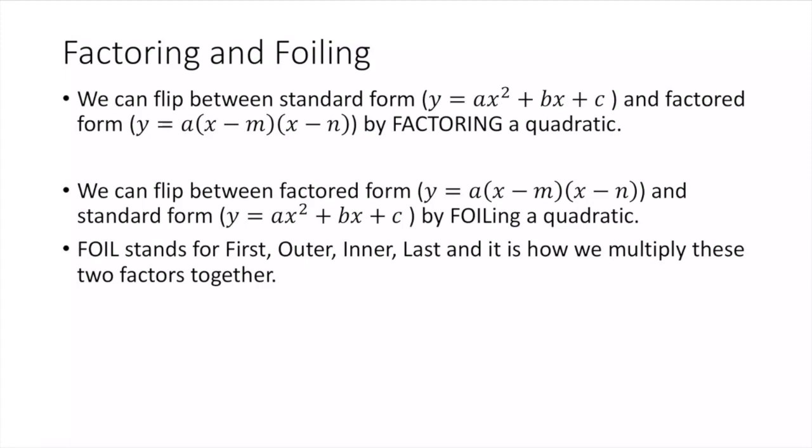The two that are the most easily relatable is when we're in standard form and we're looking for factored form, or vice versa. So we can flip between standard form and factored form by factoring a quadratic. And we can flip between factored form and standard form by foiling. If we're not familiar with FOIL, it just tells us the order in which we want to multiply our terms. So we want to multiply the first terms in the brackets, then the outer terms, then the inner terms, and then the last terms.